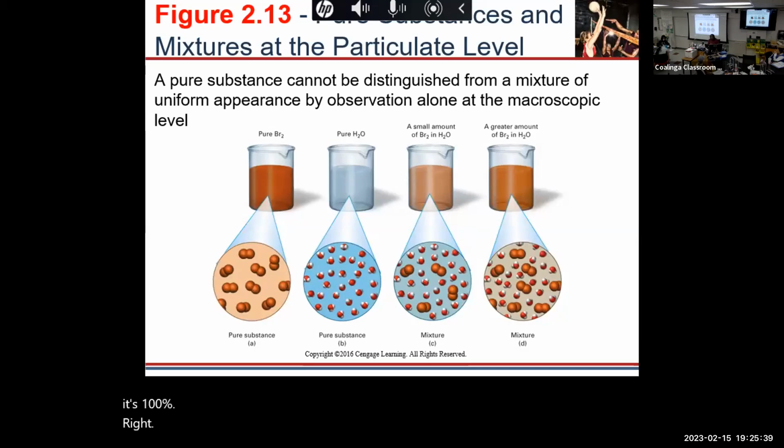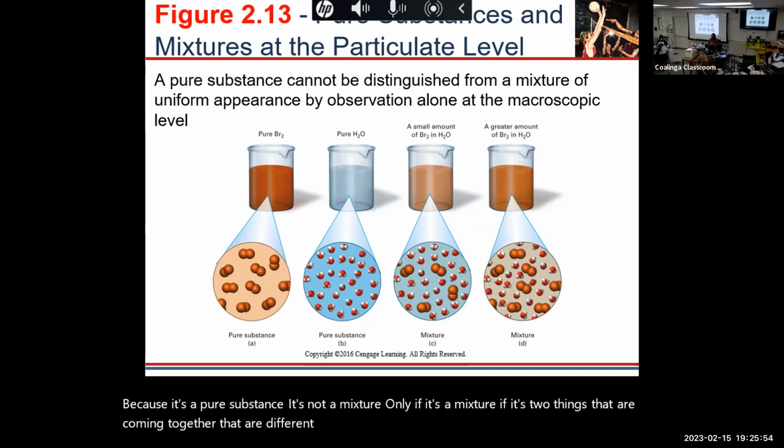And then I asked you, is it homogeneous? No. Why is it not homogeneous? Because it's 100%. Because it's a pure substance. It's not a mixture. Only if it's a mixture. If it's two things that are coming together that are different, it's a mixture. Does that make sense?